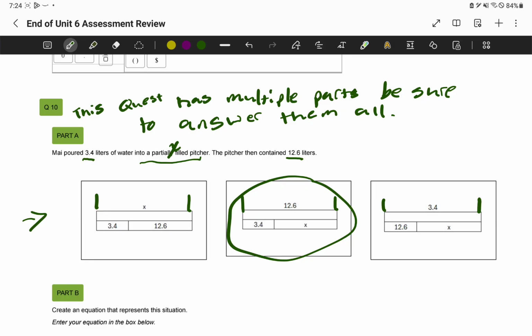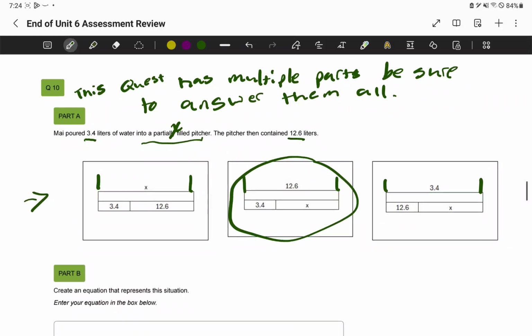Okay? Because think about it. Does it make sense that from here to here is 12.6, but from here to here is 3.4? No, that doesn't make sense. The entire thing can't be smaller than the smaller distance. Okay?